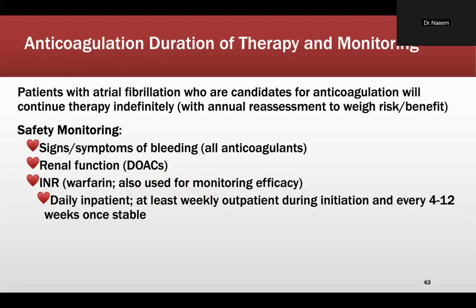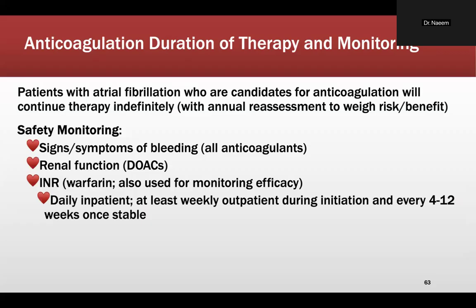Patients with AFib who are candidates for anticoagulation will continue therapy indefinitely with an annual reassessment to weigh the risk and benefit. So they don't ever stop taking it, which, not sure if Dr. Hall, I'm sure that this came up with provoked versus unprovoked VTEs. So it's a little bit different.